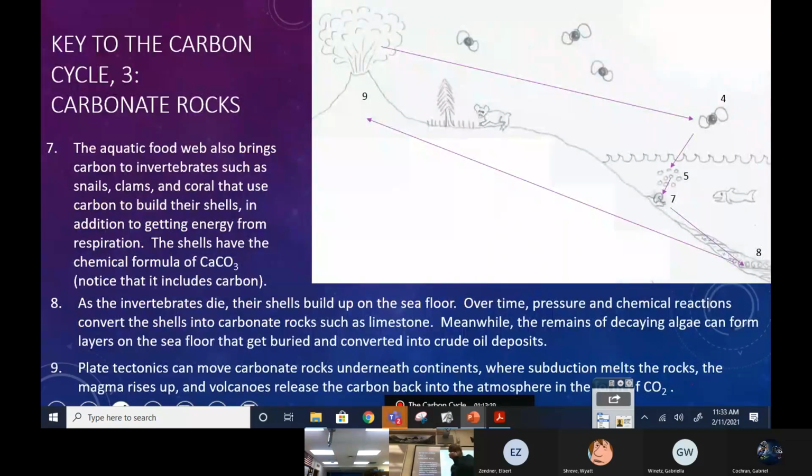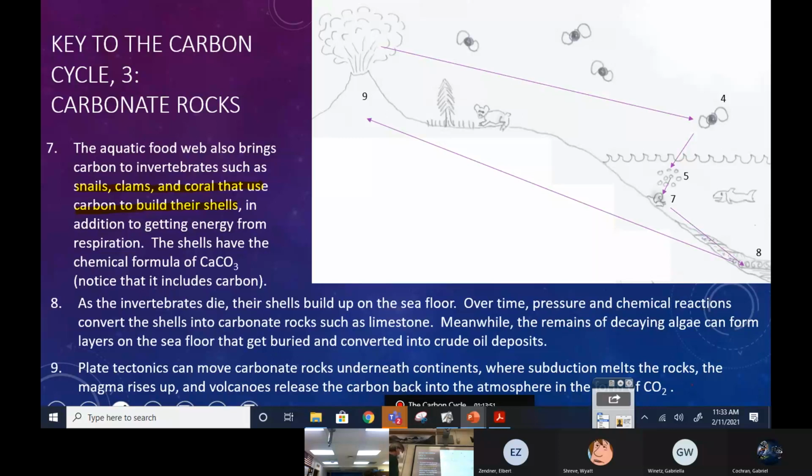Okay, now we're going to talk about what's going on with the rocks that contain carbon. Not all rocks have carbon. Granite does not have carbon in it, but limestone does. So let's see. The aquatic food web also brings carbon to invertebrates such as snails, clams, and coral. They use carbon to build their shells. Of course, they also use the carbon for respiration and energy.